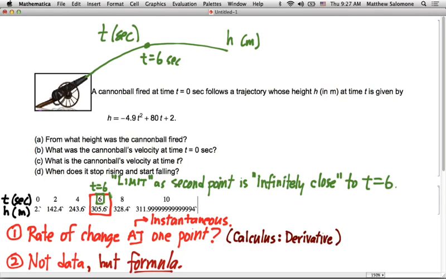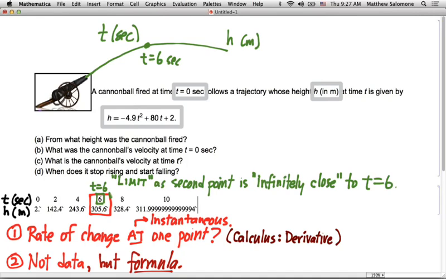So the name of the game today is to tell a rate of change story not beginning from a set of data, but instead beginning from a formula that models that set of data. So in this example that we want to start the hour with today, we're given a formula that relates the height of this cannonball, h, measured in meters, to the length of time since it was fired. So it was fired at t equals 0 seconds by assumption. And we happen to know its height as a function of time. So at every different moment in time, we know how to compute the height of this cannonball.